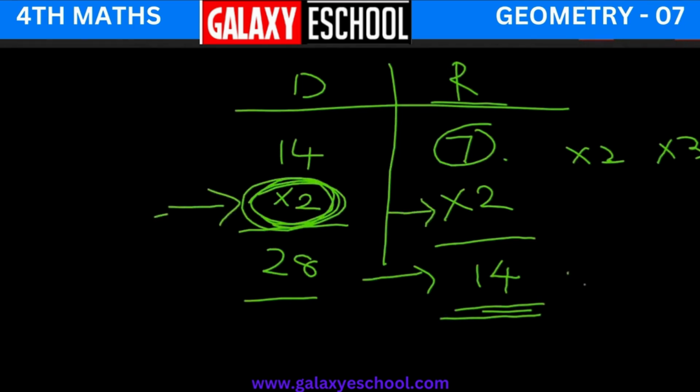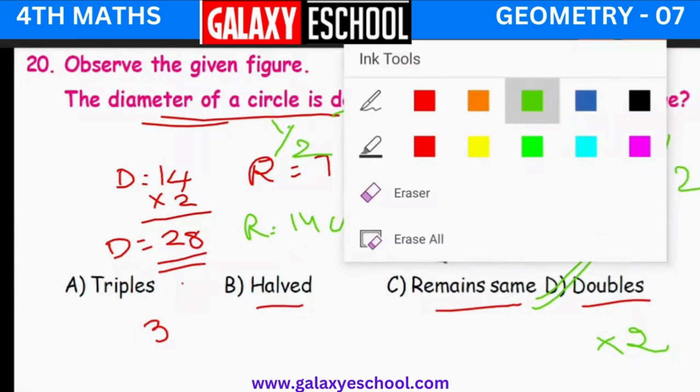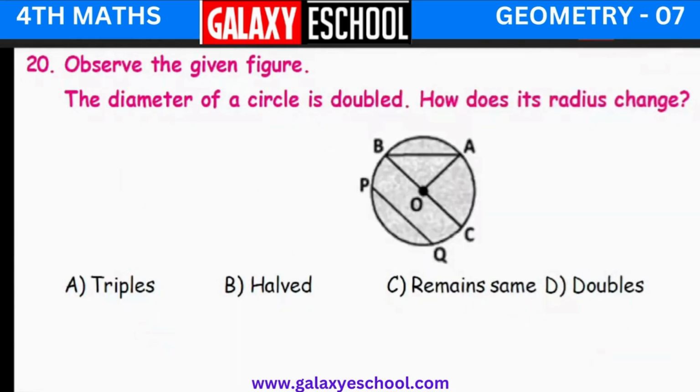What did we prove from this? When the diameter doubles, the radius also doubles. Understood children? So when you have such a question, what will be the correct answer? Option D, doubles. Doubles is nothing but multiplied by 2. Again, if the diameter is tripled, that is multiplied by 3, then the radius will also be tripled. If the diameter is reduced by half, then the radius will also be reduced by half. So this is how we can prove that when the diameter of a circle is doubled, the radius also doubles.